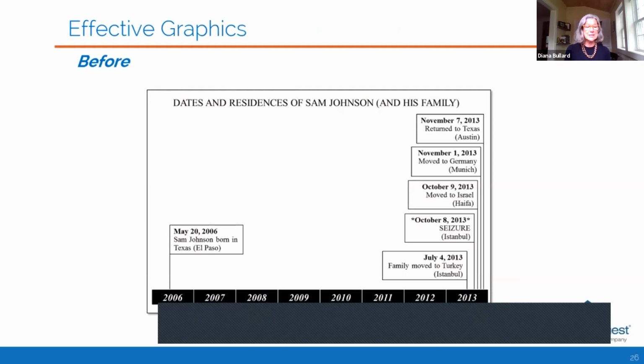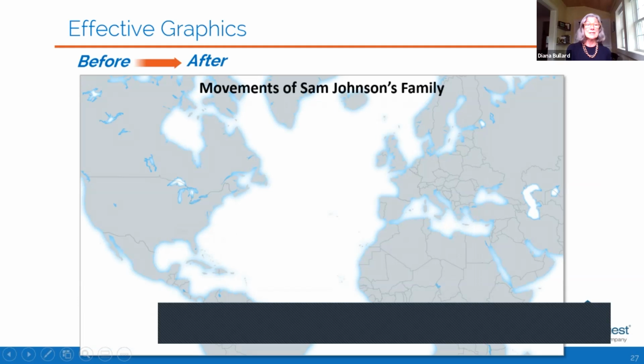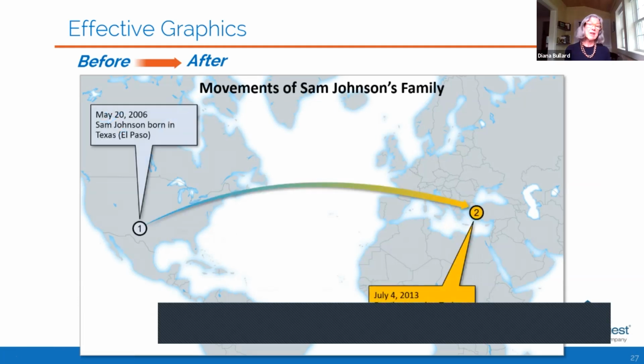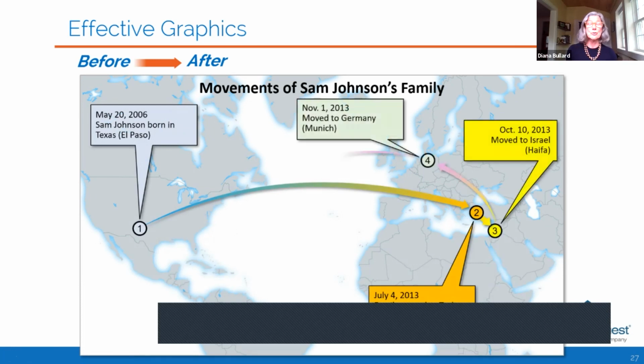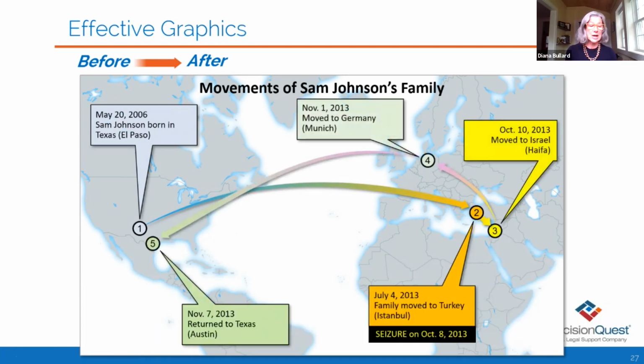So we know that timelines are an excellent way to present a sequence of events. Here, however, as we worked with a trial team, we learned that where Sam Johnson lived was more important than the timing of the moves. So instead of a timeline, we placed the events on a map, adding them in chronological order. And this format more effectively showed where in the world Sam Johnson's family lived, both at the time of his seizure and afterwards.